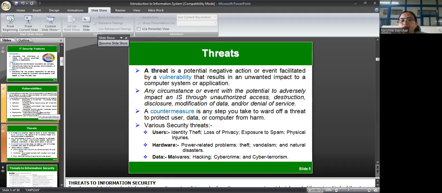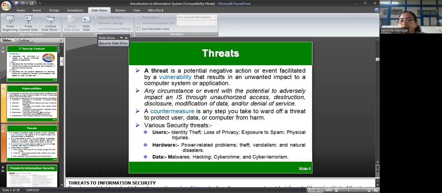Which are the threats for your system or for your information which can be manipulated? A threat is a potential negative action or event facilitated by a vulnerability that results in an unwanted impact to a computer system or application. It is any circumstance or event with the potential to adversely impact an information system through unauthorized access, destruction, disclosure, modification of data, or denial of service. These are the types of attacks which can harm your information network system.